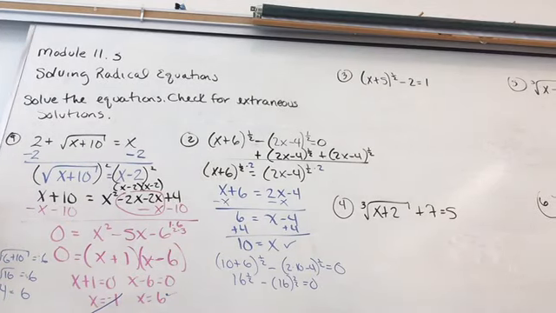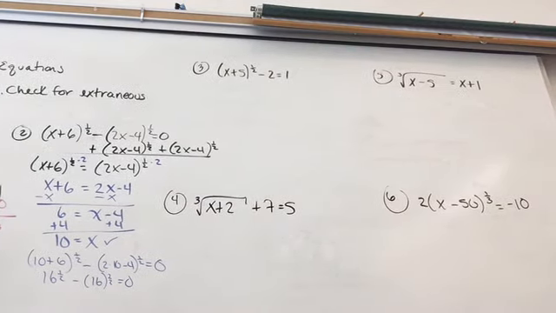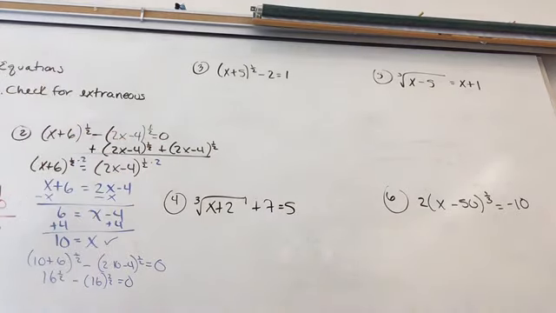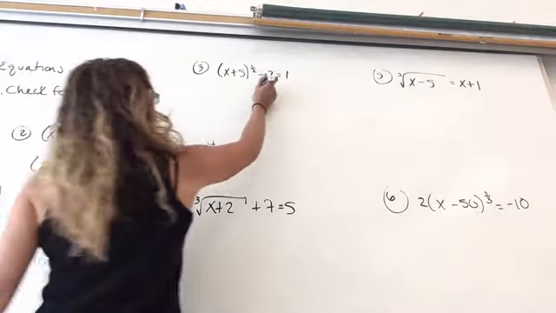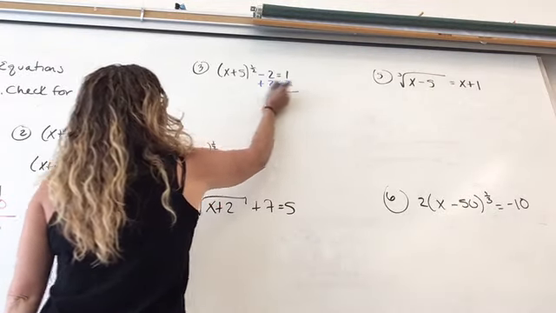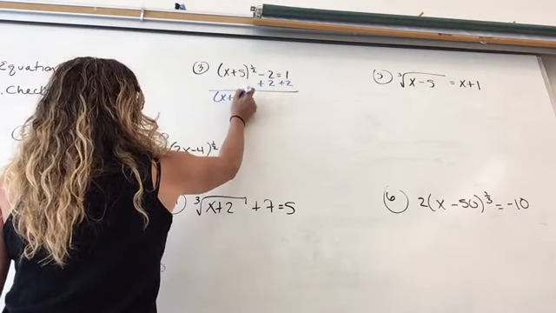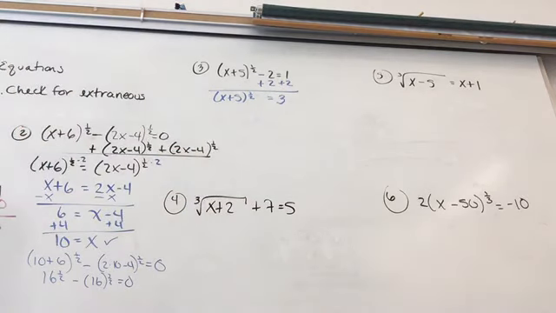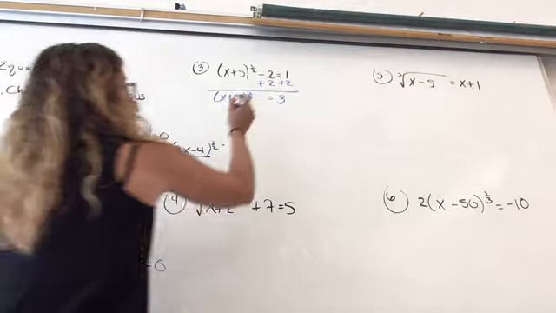All right, moving onward. Number 3 up at the top. We need to get this radical here by itself, so we are going to add the 2 to both sides, and I get x plus 5 to the 1/2 equals 3. Now, to get rid of that 1/2, I'm going to raise it to the power of 2.